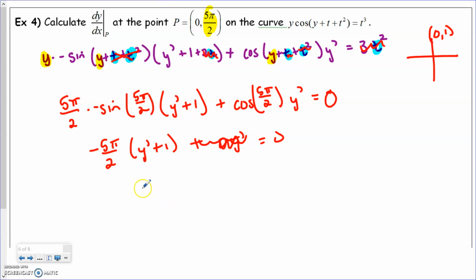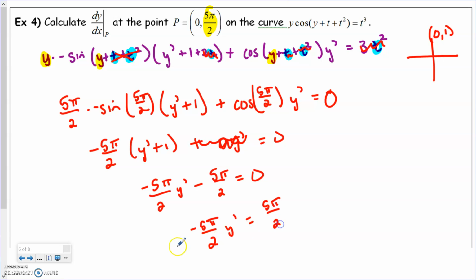And I'm going to distribute to do that. So I'm going to do 5 pi over 2 times y prime minus 5 pi over 2 equals 0. And actually, I didn't even need to do that, but I'll show you why in a second. 5 pi over 2 times y prime, negative 5 pi over 2, equals 5 pi over 2. So when I multiply by the reciprocal here, I end up getting y prime equals 1. There's our final answer. Sorry, negative 1.